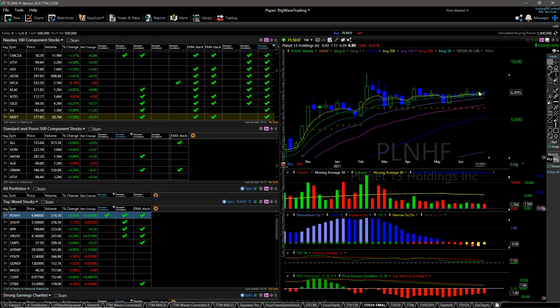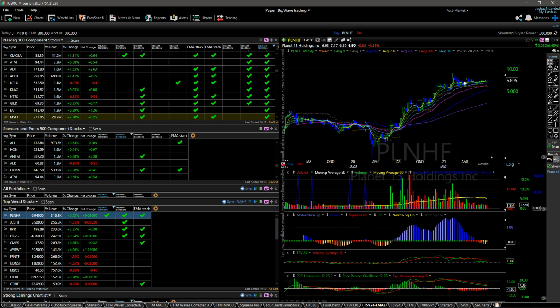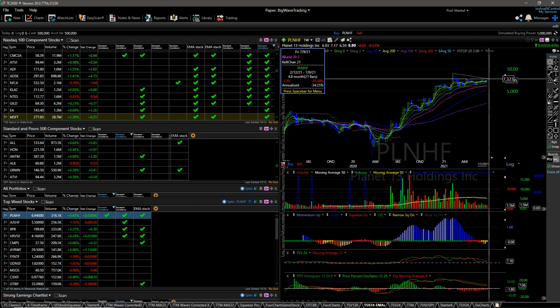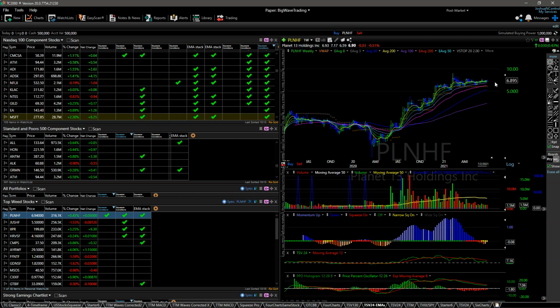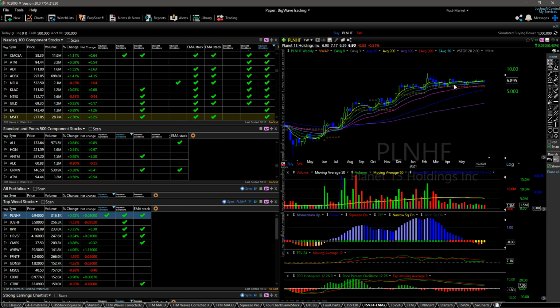I'm going to regret not buying this one, but right now I'm not. But wow, this is a flag. That's the top part of the flag. This is the bottom part of the flag. Planet 13 Holdings, very bullish.